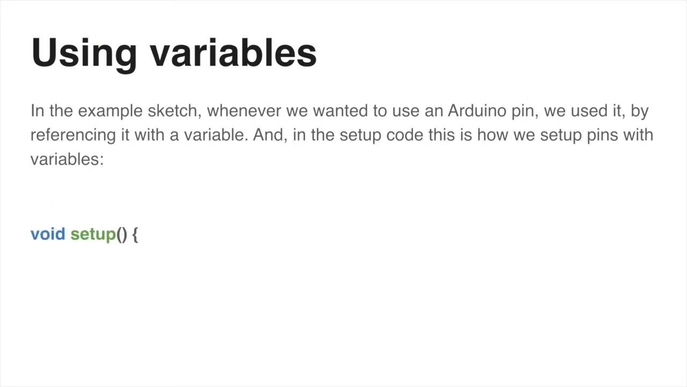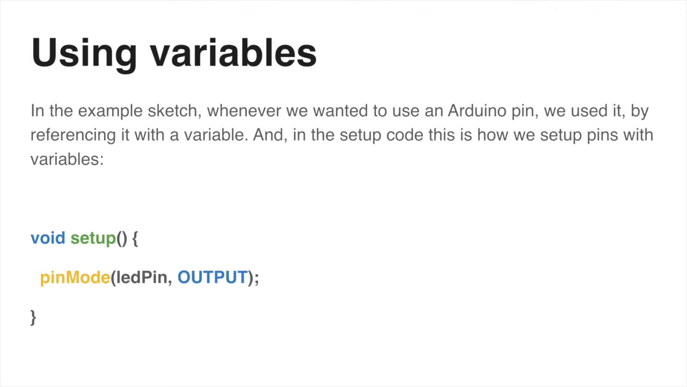Okay, so in the example sketch, whenever we wanted to use an Arduino pin, we used it by referencing it with a variable. Okay, and take a look at your handout and notice where we use that. So every time we said LED pin, or one of those pins at the top, which is pot pin, LED pin, and val, notice wherever we use that, we are actually using a variable there, right? We're using that variable name rather than using the pin number itself. So it's actually a bit of a better way to do code, and I'm going to try and explain this to you in a little bit.